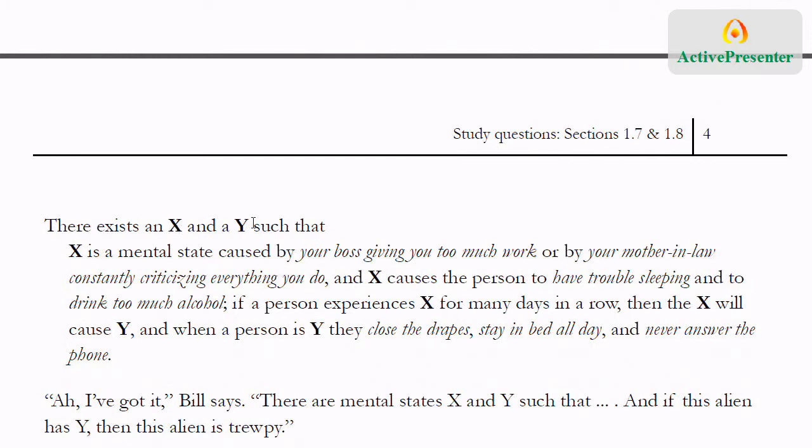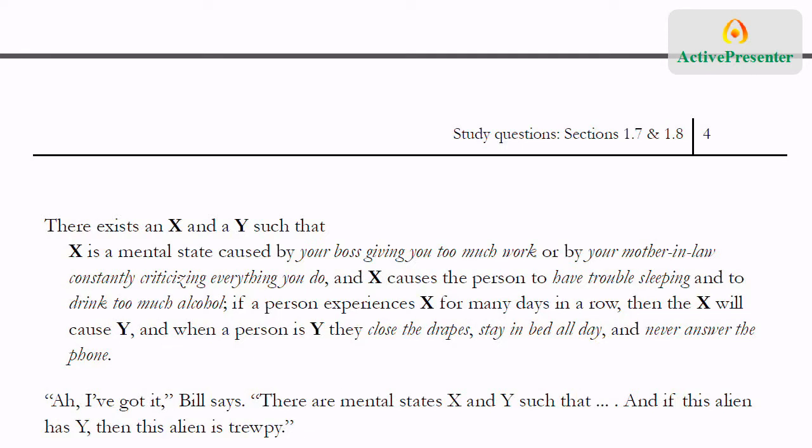There exists an X and there exists a Y such that X is a mental state caused by your boss giving you too much work or by your mother-in-law constantly criticizing everything you do. And X causes the person to have trouble sleeping and to drink too much alcohol. If a person experiences X for many days in a row, then the X will cause Y, and when a person is Y, they close the drapes, stay in bed all day, and never answer the phone. So that's a Ramsey sentence for our theory of Troopy.